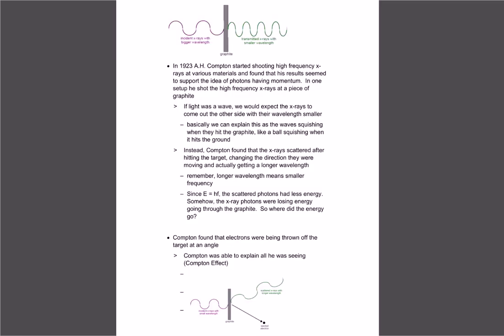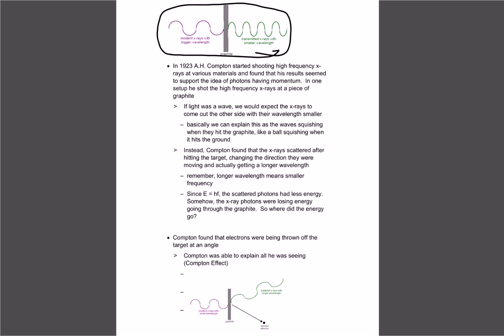So how he proved this was he started shooting high frequency X-rays. He'd shine X-rays on graphite, and the common sense idea would be that if this was a wave and it diffracted or refracted, then it would slow down as it goes through the graphite. If a wave slows down, it should get compressed and have a smaller wavelength, kind of like this picture at the top shows. That's what was expected, but when Compton actually did it, he found that the X-rays scattered at a different angle, and they actually got faster, so the wavelength increased. It's kind of opposite to what we'd expect.